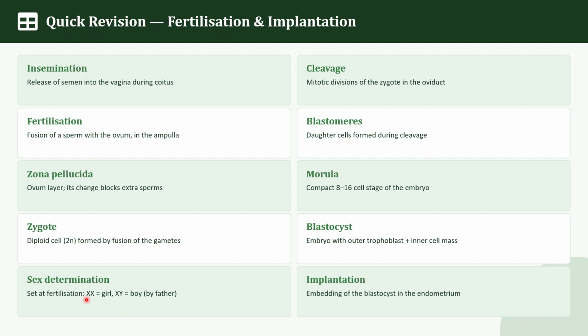So you should learn one flow chart for this. From coitus, next is insemination, next fertilization happens in the ampulla, then the zygote is formed, then cleavage occurs, blastomeres are formed, morula is formed, blastocyst, next implantation, at last pregnancy.